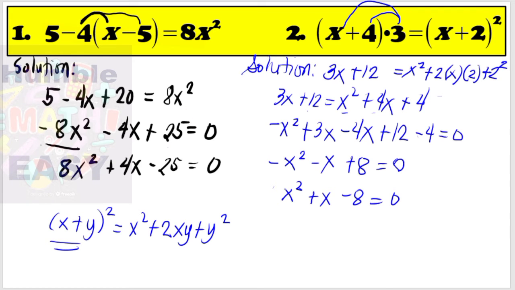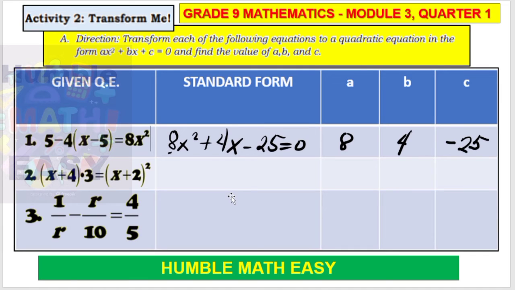So x squared plus x minus 8 is equal to 0. So the a now is 1. This is our a, 1. B is 1. C is negative 8. That is how we cater with the problem number 2. Now let's proceed to problem number 3.